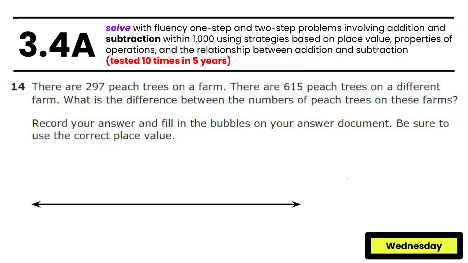As we look at this first released item, we see that there are 297 peach trees on a farm. There are 615 peach trees on a different farm, and the question is asking what is the difference between the numbers of peach trees on these farms. Now, the first thing I want to mention is that this is a real-world problem, and so we're going to have to teach students how to know which operation to use in this case.